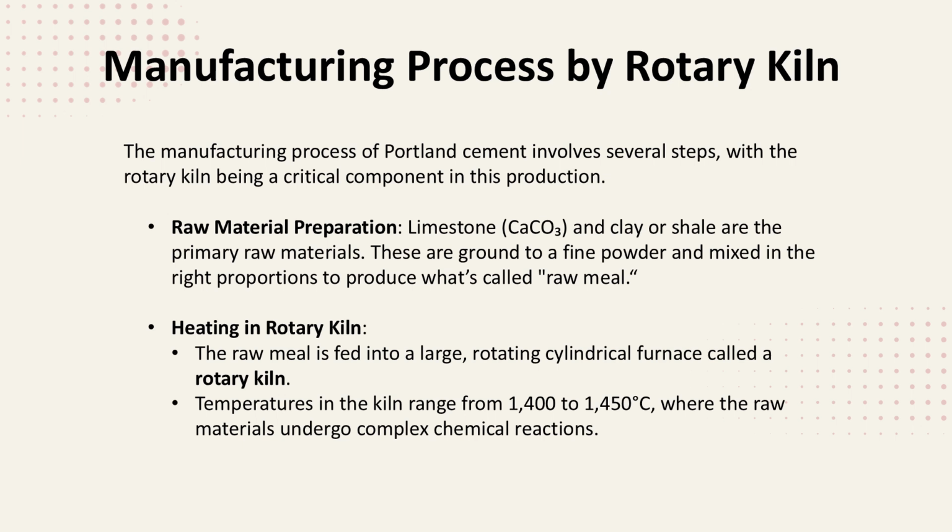The manufacturing process of Portland cement involves several steps, with the rotary kiln being central to production. Raw material preparation. The primary ingredients are limestone and clay or shale, which are finely ground and blended into a mixture called raw meal. Heating in rotary kiln. The raw meal is fed into a large, rotating cylindrical furnace, or rotary kiln, where temperatures reach 1,400 to 1,450 degrees Celsius. This high heat initiates complex chemical reactions, transforming the raw materials.